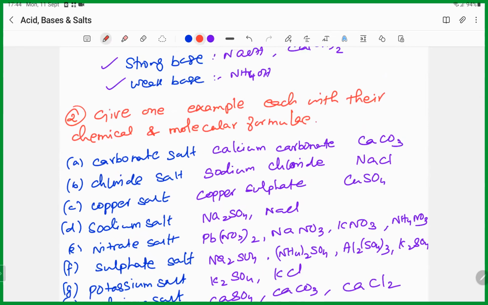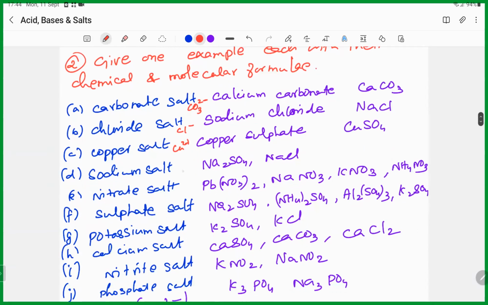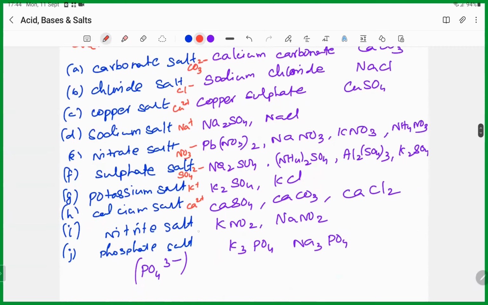Carbonate salt means CO3 2 minus, chloride means Cl minus, copper means Cu2 plus, cuprous Cu plus, sodium means Na plus, nitrate means NO3 minus, sulfate means SO4 2 minus, potassium means K plus, calcium 2 plus, nitrite NO2 minus, and phosphate PO4 3 minus. Based on that, you have to add that. If they given the cation, you have to add the anion. Only thing, it should be salt.